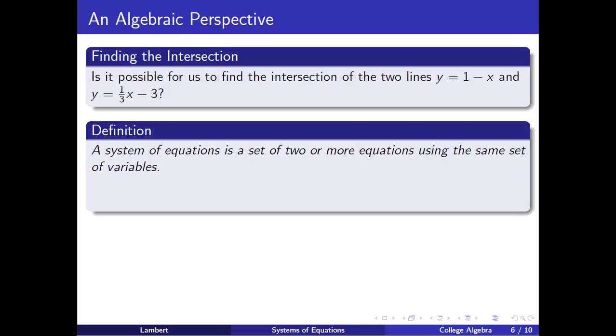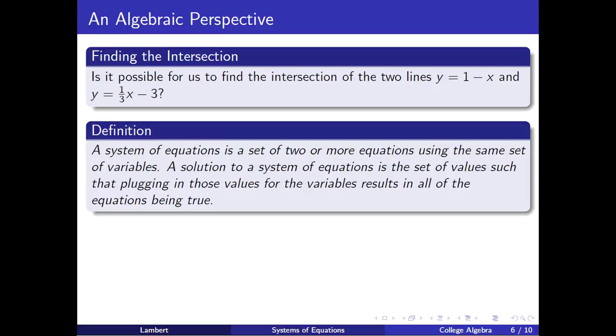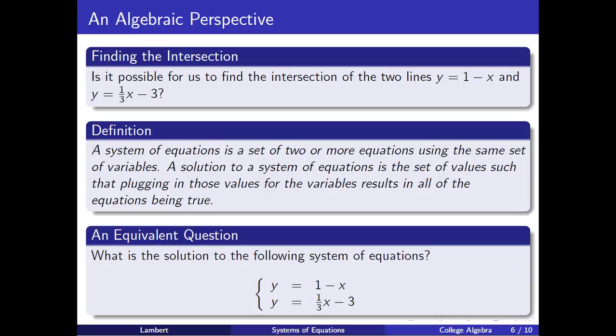Keeping that in mind, we actually look at a system of equations. A system of equations is just a set of 2 or more equations using the same set of variables. We find solutions to those systems of equations as being the set of values such that plugging in those values for those variables results in all the equations being true. Right now we're just dealing with 2, but this can actually extend to more variables and more equations, just an FYI. With that in mind, our question is, what is the solution to the following system of equations?